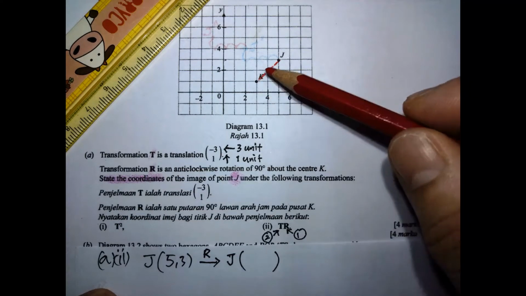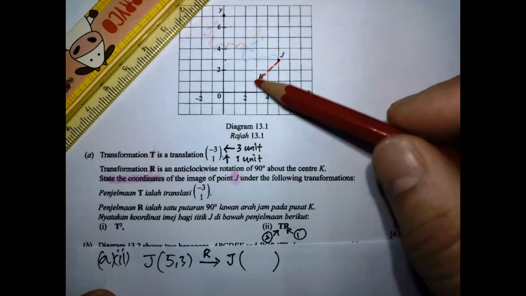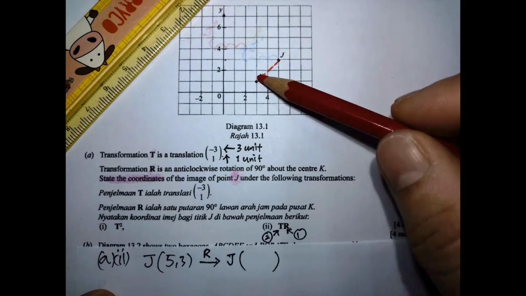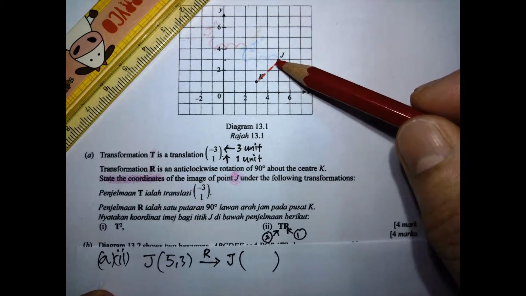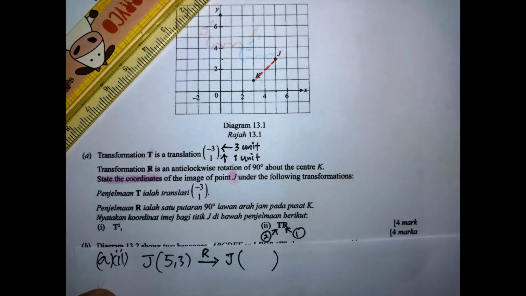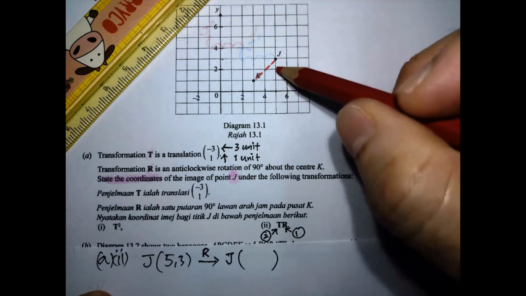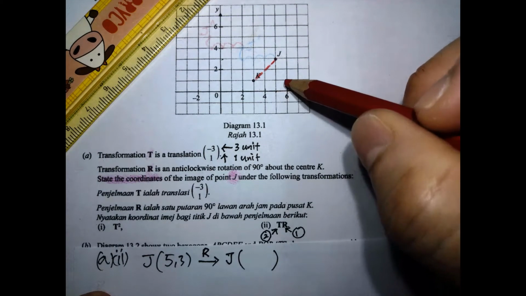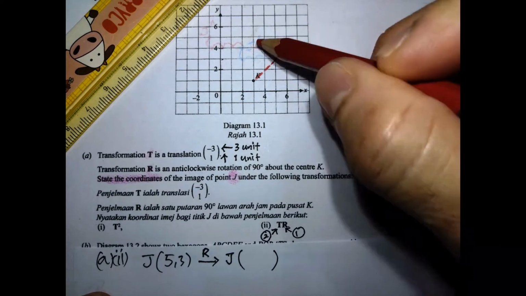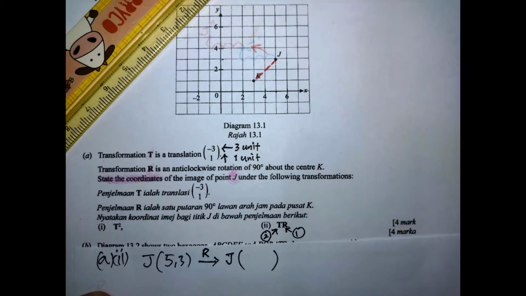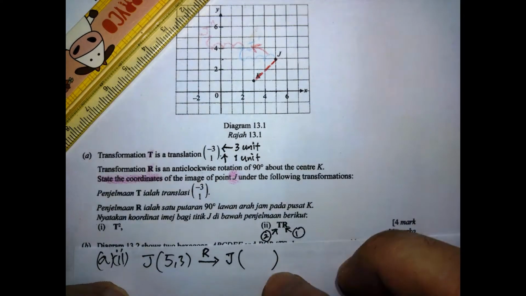So moving anti-clockwise. This is the needle of the clock. Just imagine this is the center of the clock, and the needle will move anti-clockwise. Normally going down this way is clockwise, so anti-clockwise is over this side. Okay, going this side is anti-clockwise. Now for 90 degree rotations, the best thing is to use a ruler.